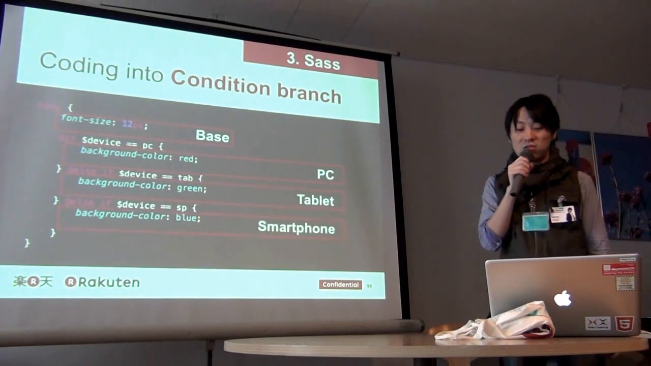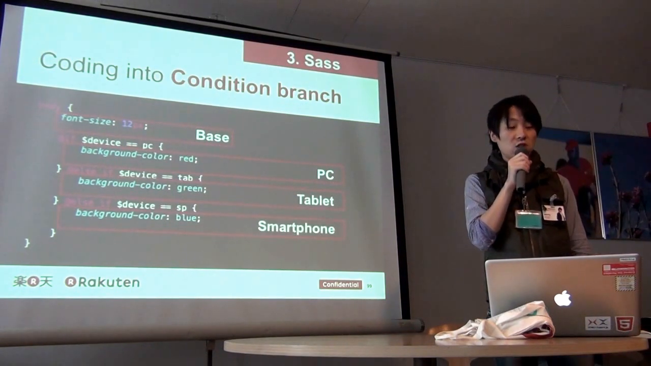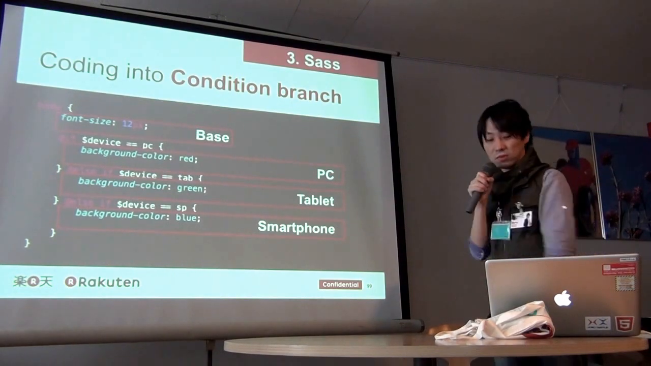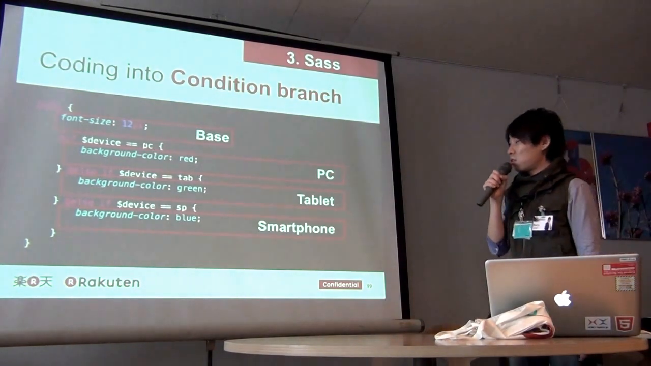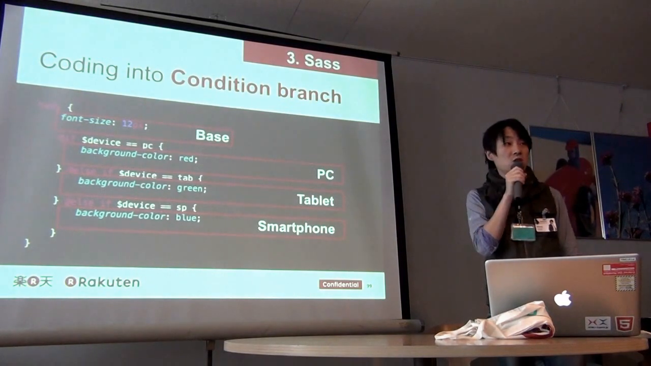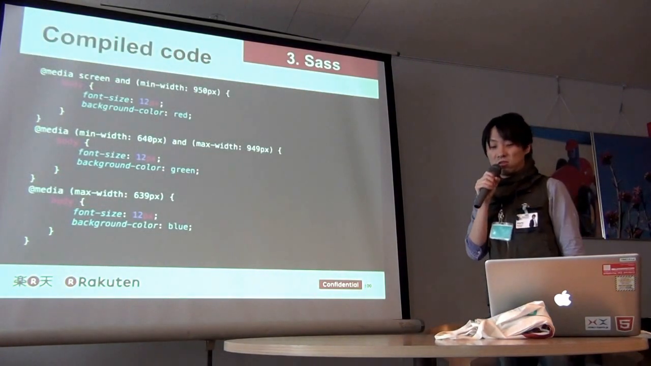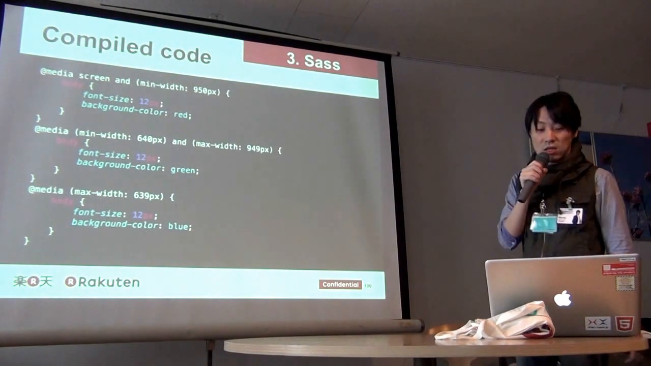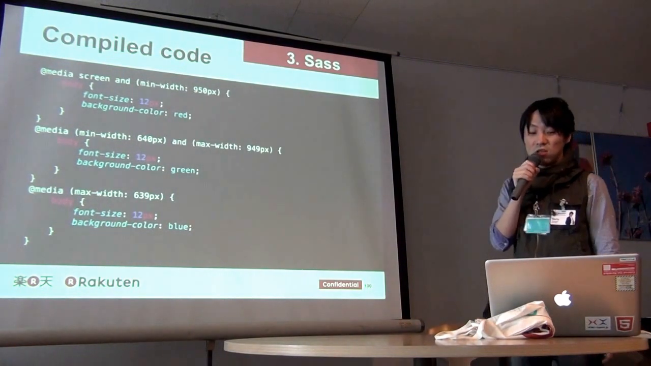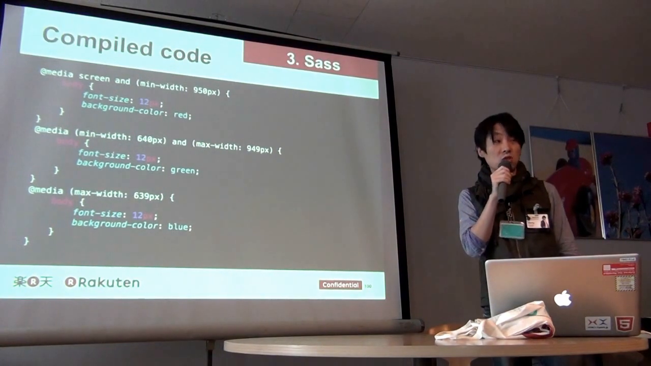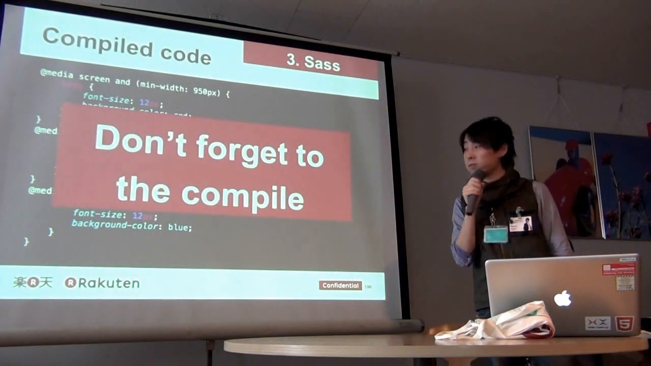And this is an external style file. As you can see, each screen size style is defined in one section. It's more readable compared with using raw CSS. And this is a CSS code converted from SASS code. We need to compile SASS to CSS, so don't forget it.